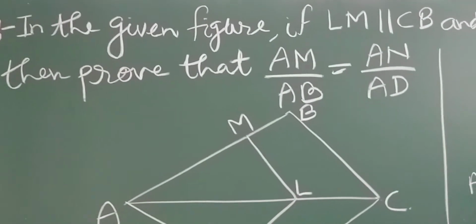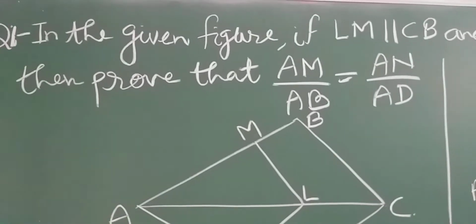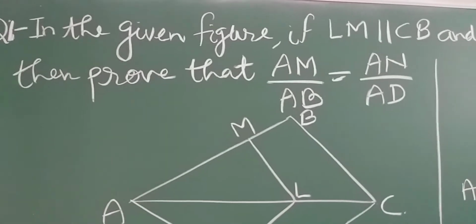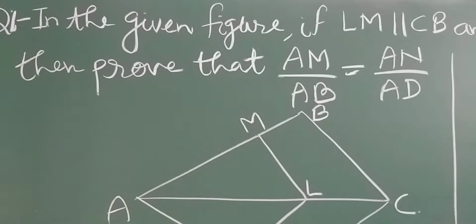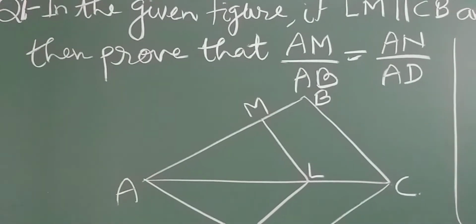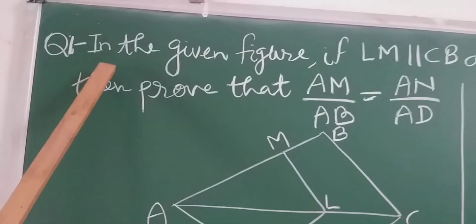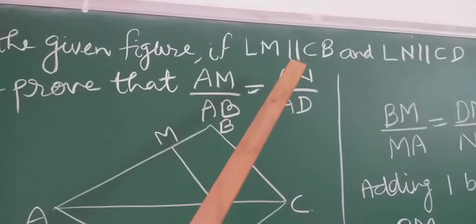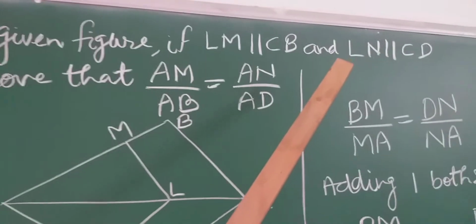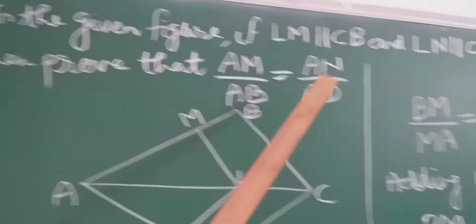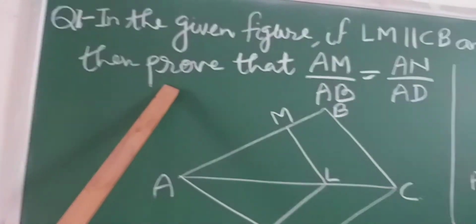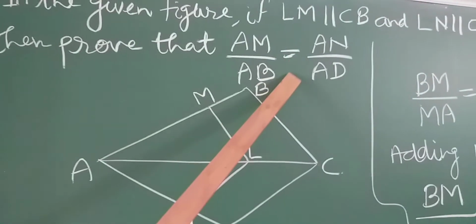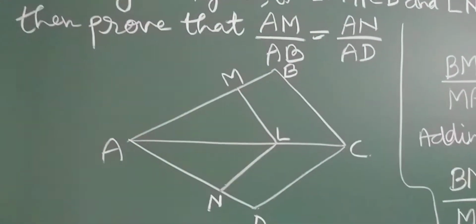Students, today we are going to solve the questions based on Thales theorem or basic proportionality theorem. So, this is the first question, students. In the given figure, if LM is parallel to CB and LN is parallel to CD, then prove that AM upon AB equals AN upon AD.